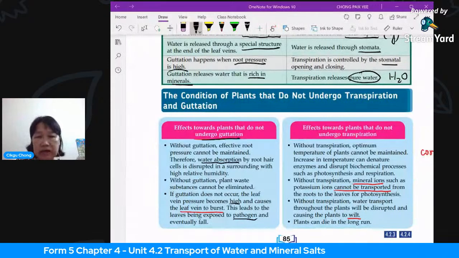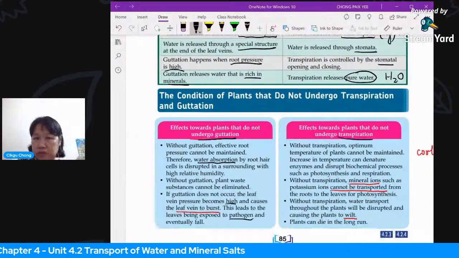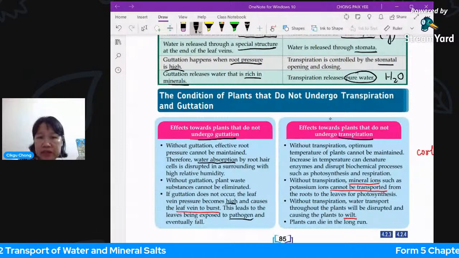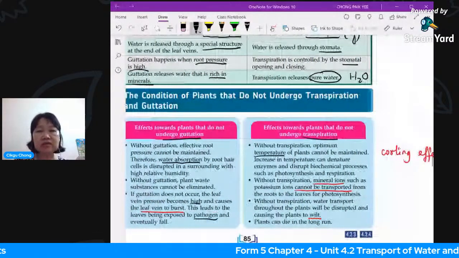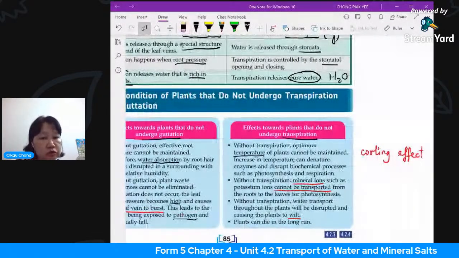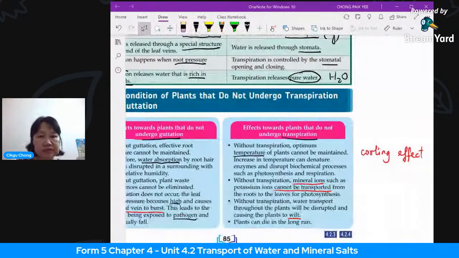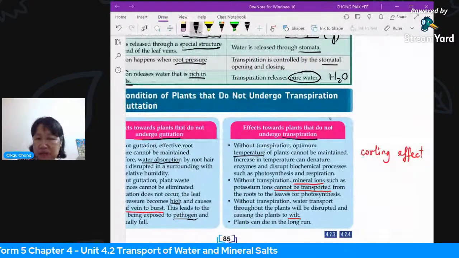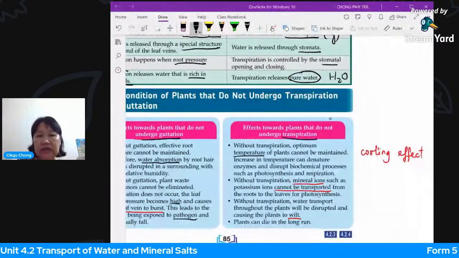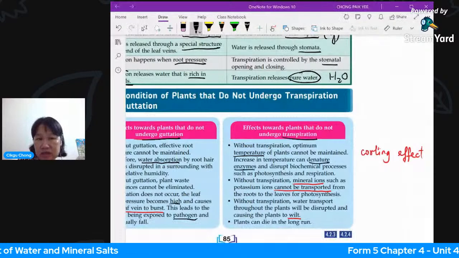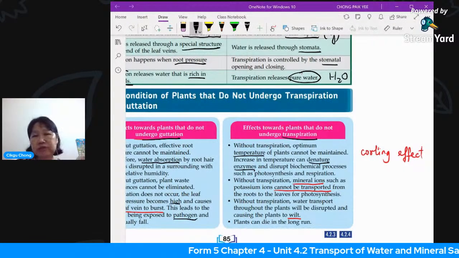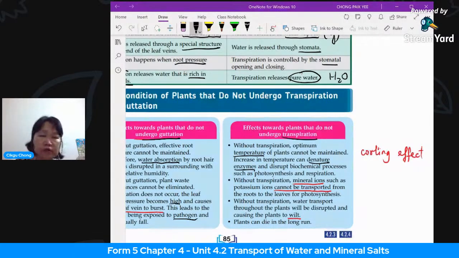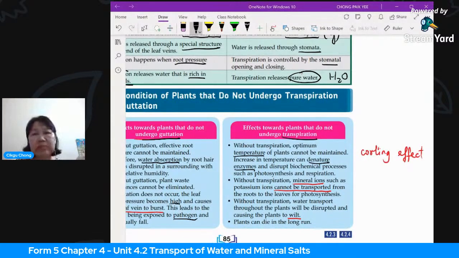Okay, now what happens if the plant does not undergo transpiration? Of course, the temperature cannot be maintained because remember, I told you earlier, transpiration has a cooling effect. It actually cools down the temperature of the plant. And if the temperature is too high, the enzymes can denature, and of course, it disrupts the biochemical processes, maybe respiration or photosynthesis will be impaired. That means it does not happen at the correct rate.